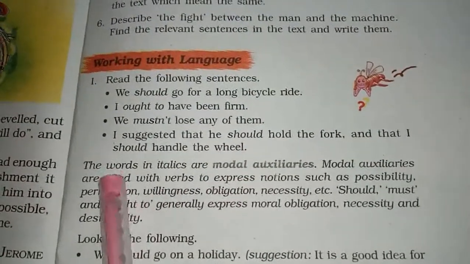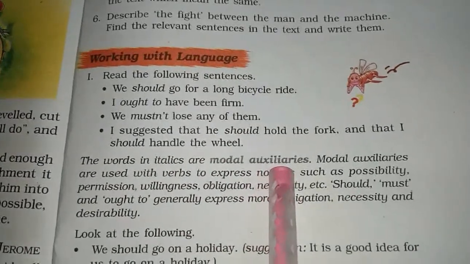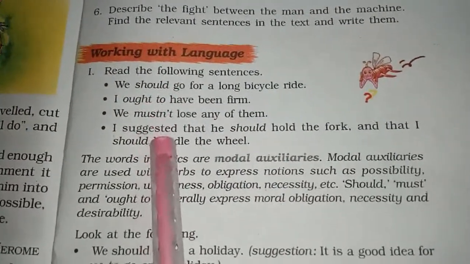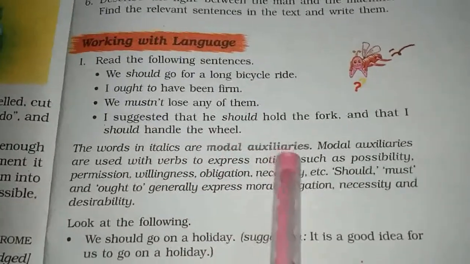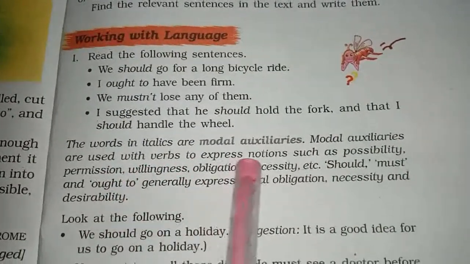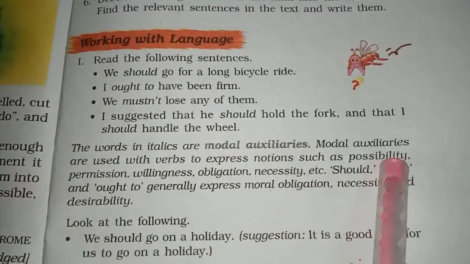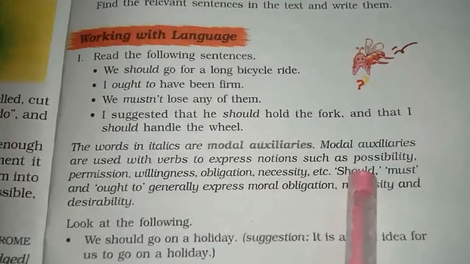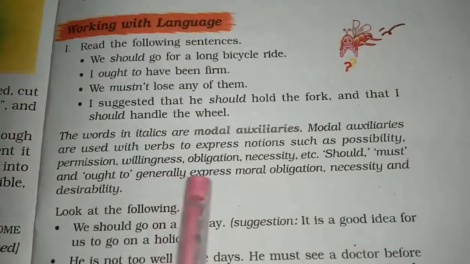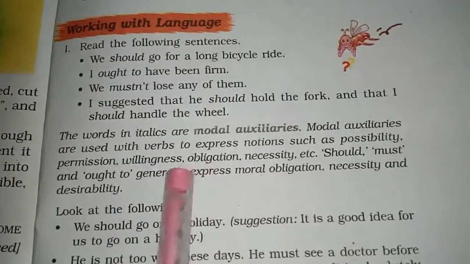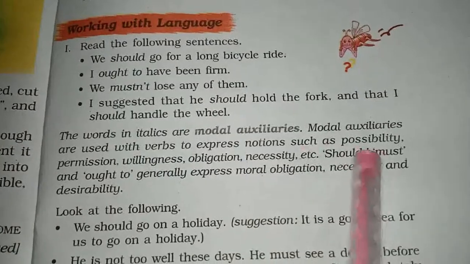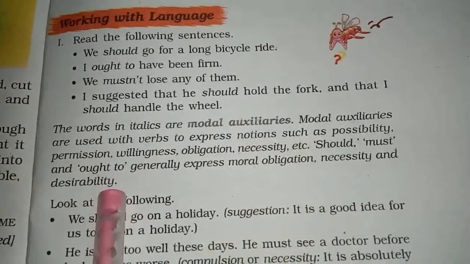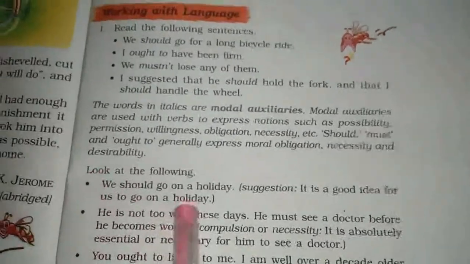You are looking, students, especially the words in italics are modal auxiliaries. Auxiliaries means helping verbs. In italics here we have should, ought, mustn't, and should. Modal auxiliaries are used with verbs to express notions such as possibility, permission, willingness, obligation, necessity, etc. Should, must, and ought to generally express moral obligation, necessity, and desirability. These are expressed here.